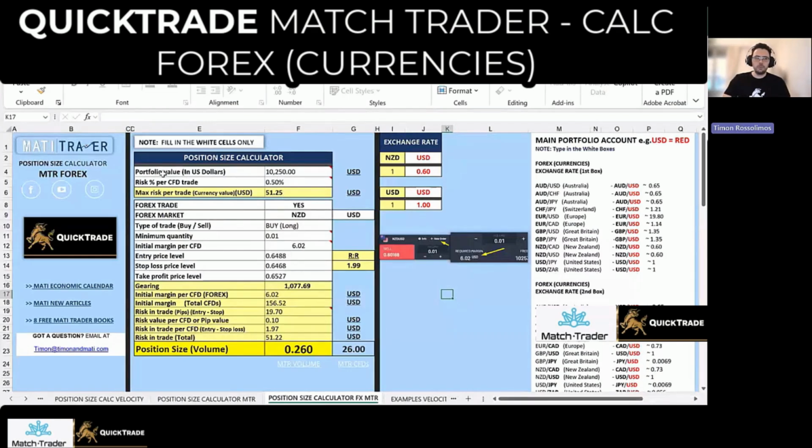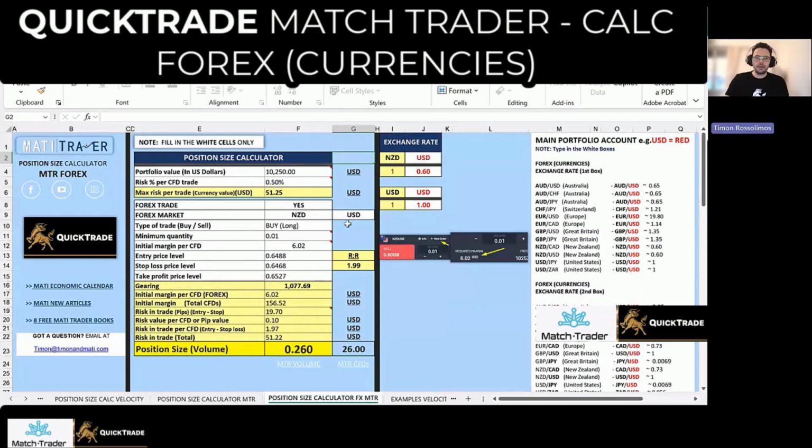So we'll start with a portfolio value of 10,250. We'll risk 0.5% of our portfolio, which is $51, and the portfolio value is $10,250. Is it a Forex trade? Yes, it is. Or yes, with JPY or ZAR. Remember, JPY is 0.00, and without JPY, it's 0.0000. So it just makes your life easier for calculations.